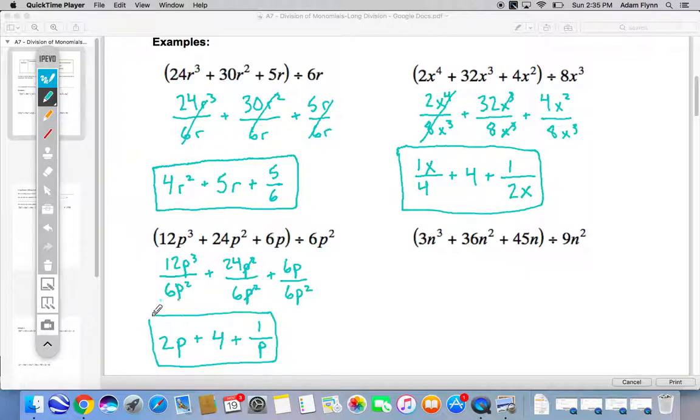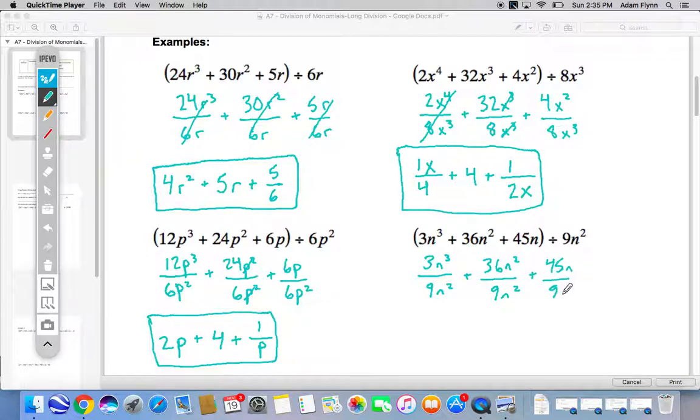So last example, let me rewrite it. 3n cubed divided by 9n squared plus 36n squared divided by 9n squared, and then 45n divided by 9n squared.